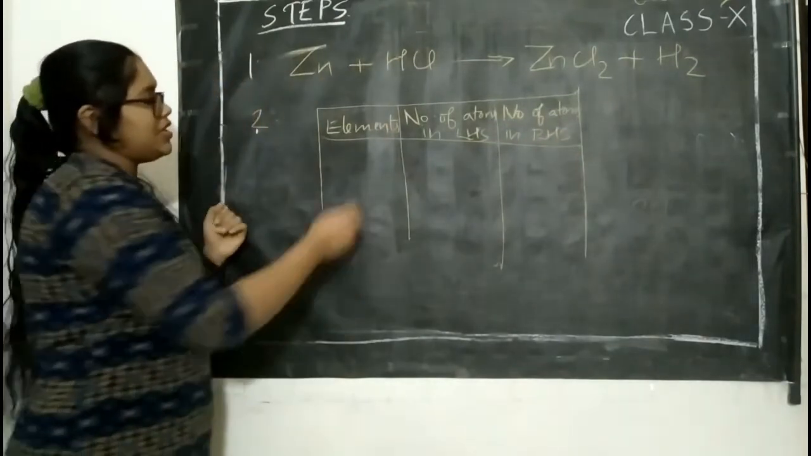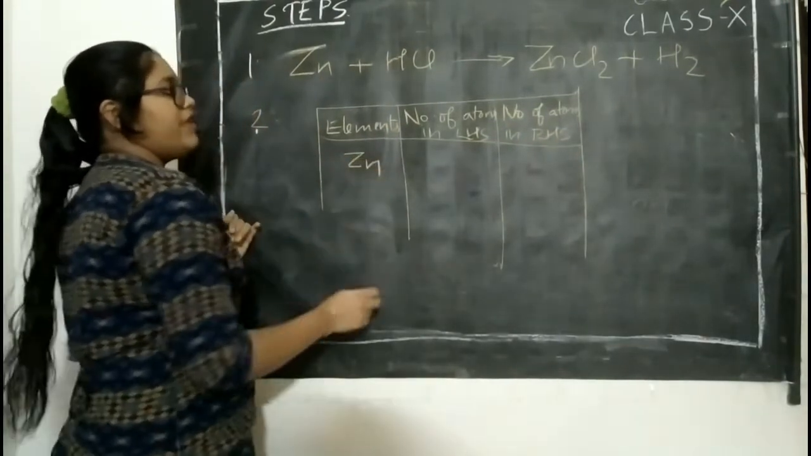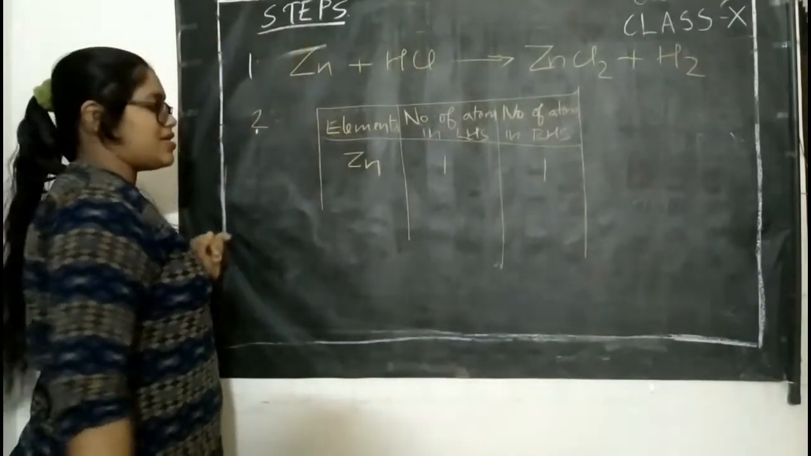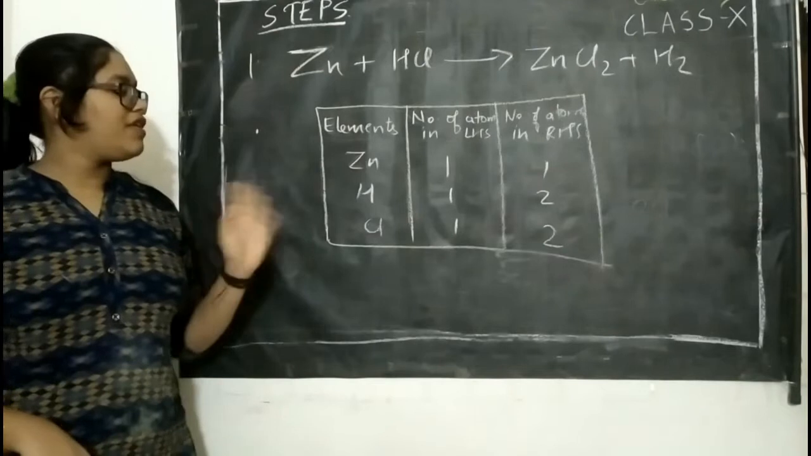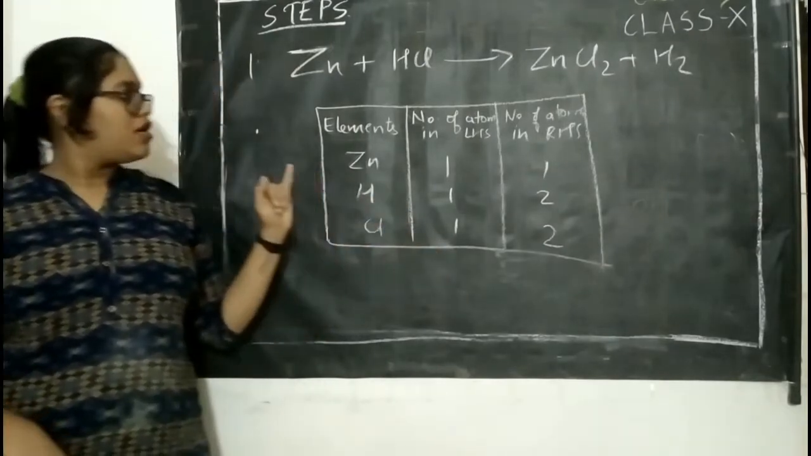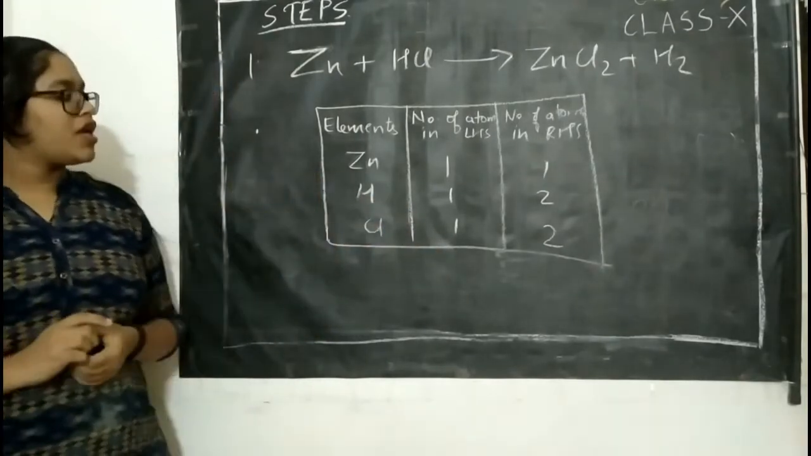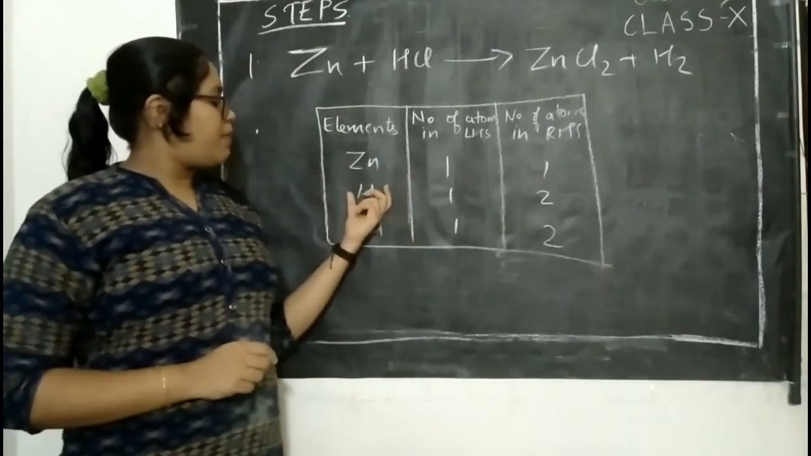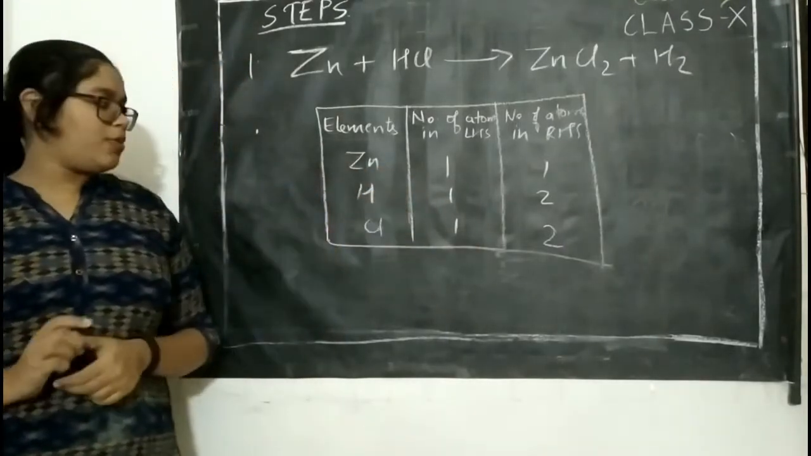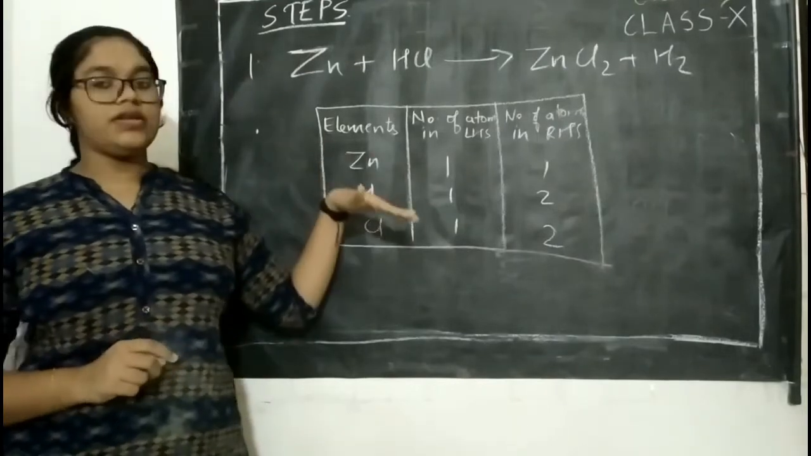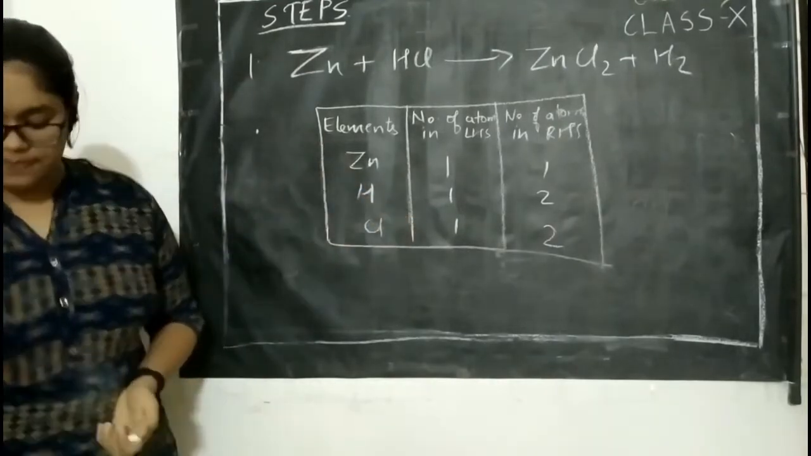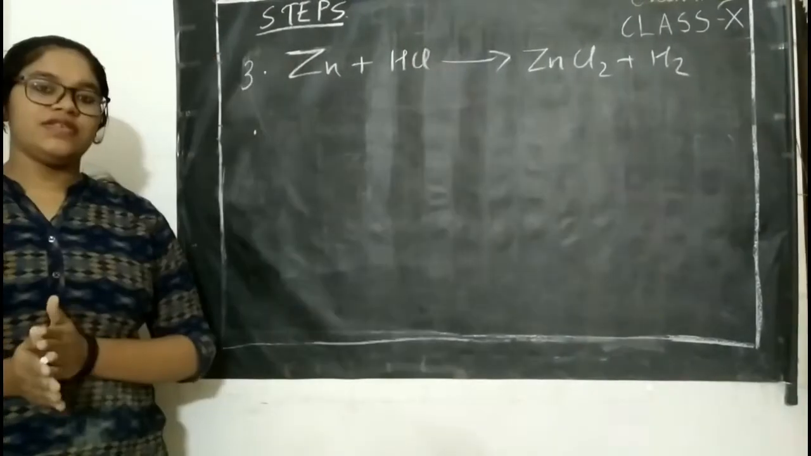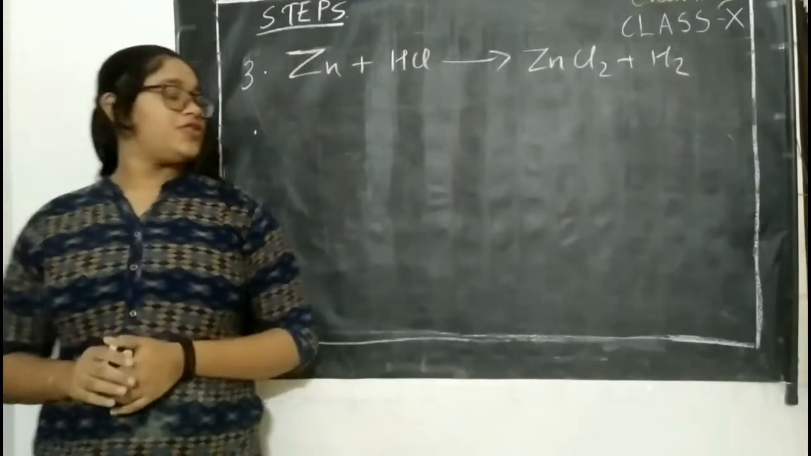The first element is zinc. We have one zinc atom on the left hand side and one zinc atom on the right hand side. So we have written the number of atoms in both LHS and RHS. So from this table we identify that the number of hydrogen and chlorine are not balanced. So we will try to balance that. So we have completed these two steps.